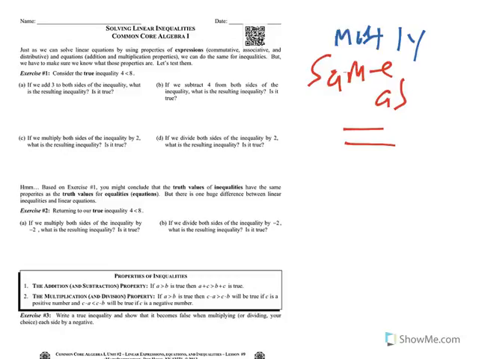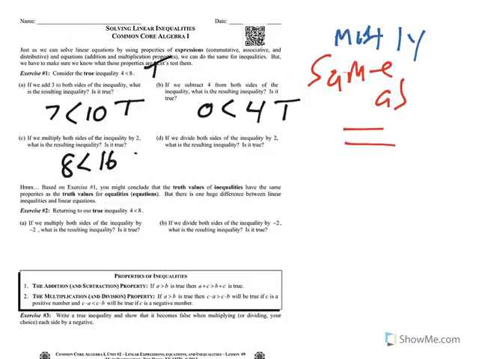4 is less than 8. Yeah, that's true. Okay, we know that to be true. Add 3 to both sides. We'd have 7 is less than 10. Still true. Subtract 4 from both sides. I'd have 0 is less than 4. Still true. Multiply both sides by 2 and I have 8 is less than 16. Still true. Divide by 2 and I'd get 2 is less than 4. Still true.